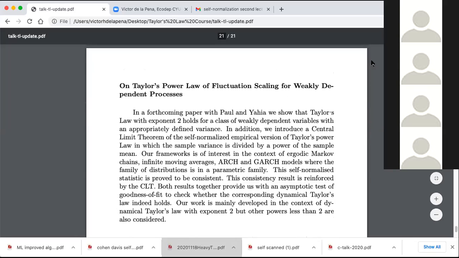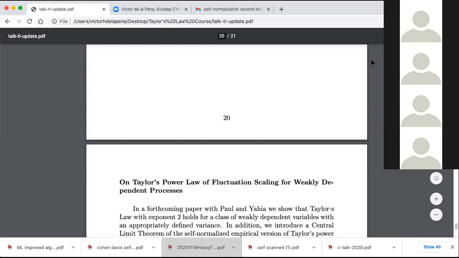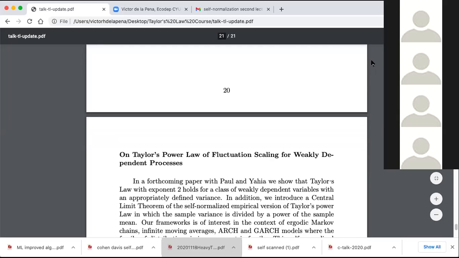So in a forthcoming paper with Paul and Yahya, we show that Taylor's law with exponent 2 holds for the case of weakly dependent variables with appropriately defined variance. In addition, we introduce a central limit theorem of the self-normalized empirical version of Taylor's power law, in which the sample variance is divided by a power of the sample mean.